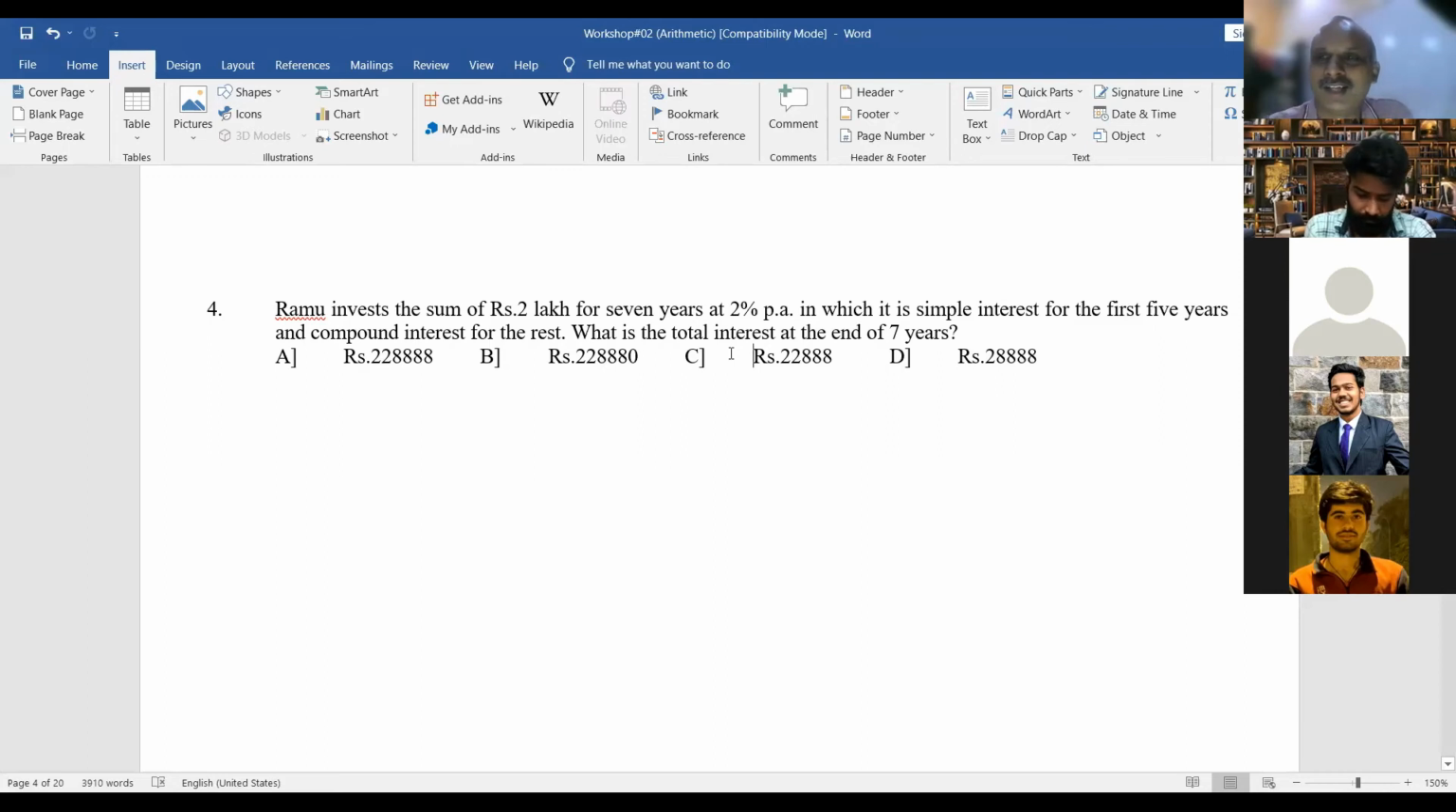Earlier many people were saying the answer is option A, and then they probably rethought. The question was not to find out the amount. The question is to find out the total interest at the end of 7 years. So read the question carefully. It is not the amount, it is the interest which you have to find out. So the total amount at the end of 7 years minus the principal will give you the interest in the entire time span of 7 years.